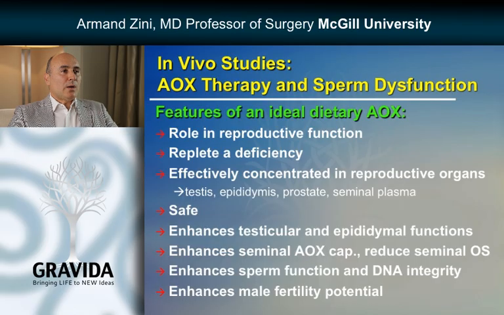So what I'd like to do now is move on to antioxidant therapy. It's important to know that we don't have studies that feature an ideal dietary antioxidant, but if we did, we would want to have an antioxidant that has a role in reproductive function, one that can replete a deficiency, that's effectively concentrated in the reproductive organ, one that is safe, that enhances testicular and epididymal functions, one that enhances seminal antioxidant capacity, and ultimately improves male fertility potential.